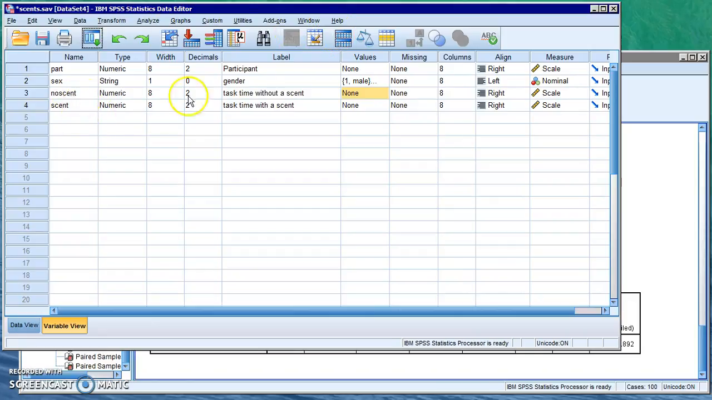The independent variable is the no-scent or the scent, and the dependent variable is the task time.